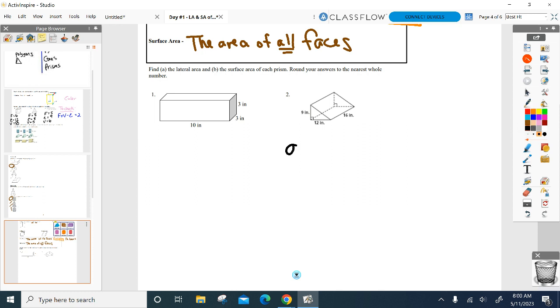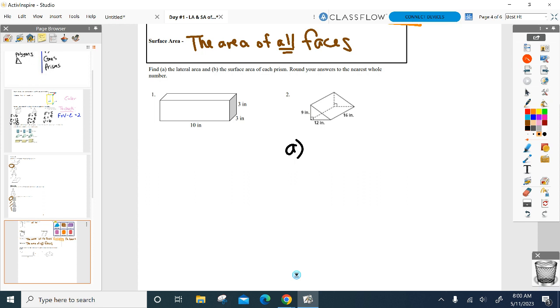Find the lateral area first. All right, before we even start, what's the name of that? What name would you give that prism? You name it by its bases, Anna? Triangular prism, because the bases are triangles.